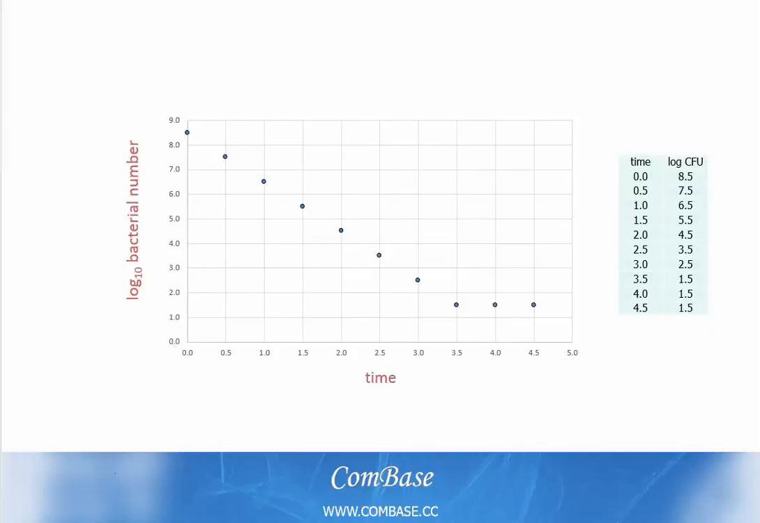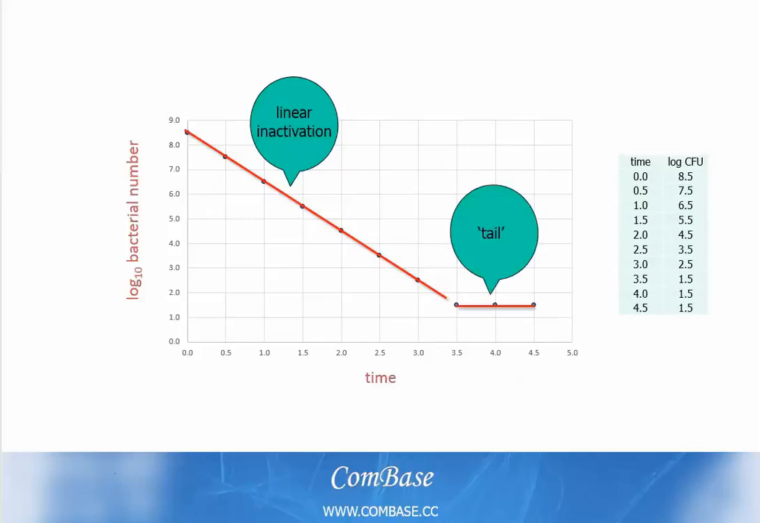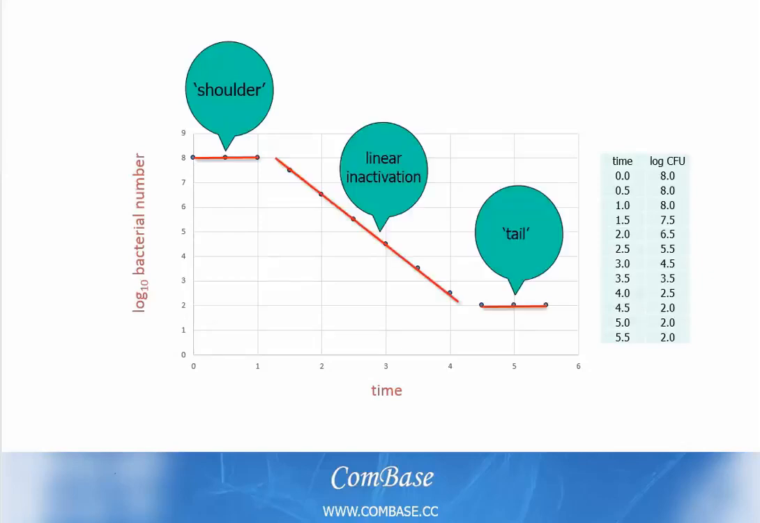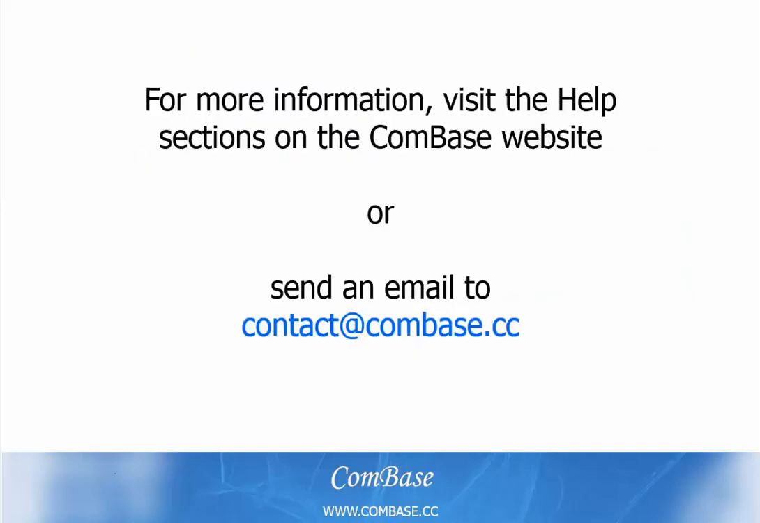Another inactivation profile may occur where bacteria die in a linear manner, as we saw earlier, followed by a tail of resistant cells. Finally, a three-phase inactivation profile may be seen, such as that with non-thermal stress, where we see a shoulder, linear inactivation, and a tail. For more information, please visit the help sections in ComBase.